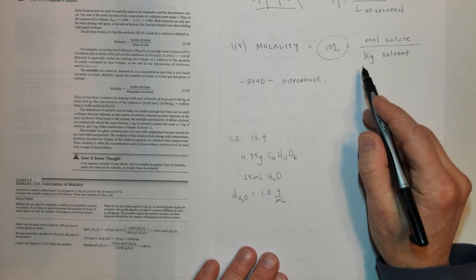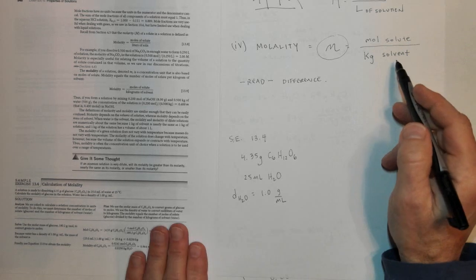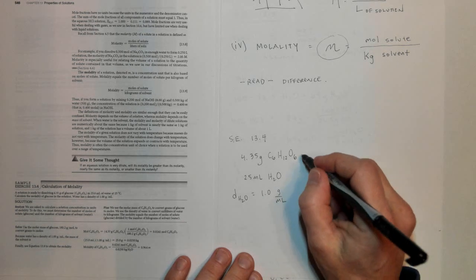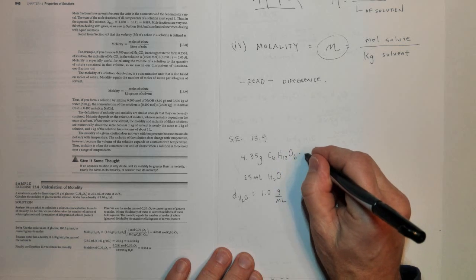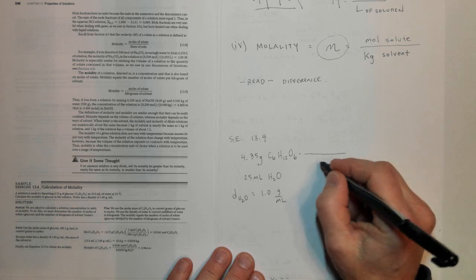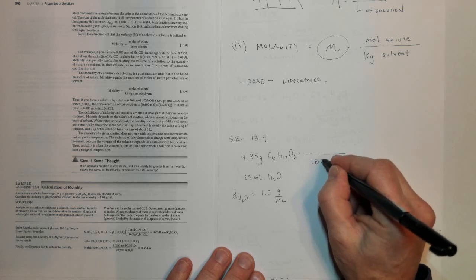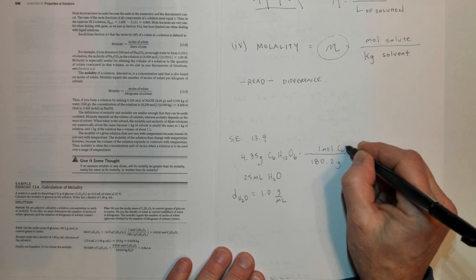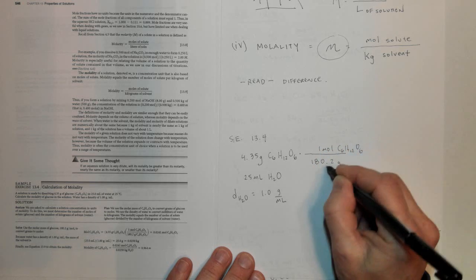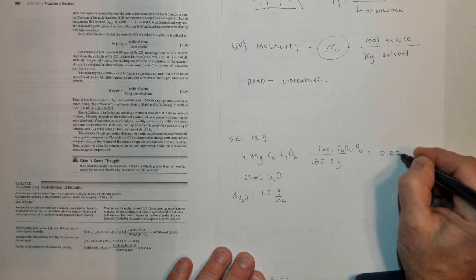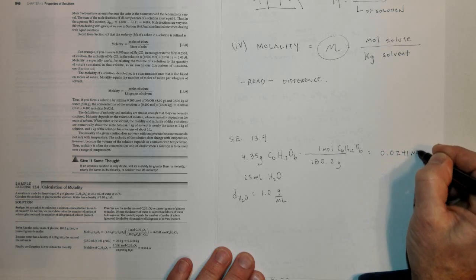So molality, once again, is moles of solute divided by kilograms of solvent. And so the first thing we need to do is take our grams of solute and convert it to moles. There are 180.2 grams in 1 mole of C6H12O6 when we add it up on the periodic table, and that equals 0.0241 moles of glucose.